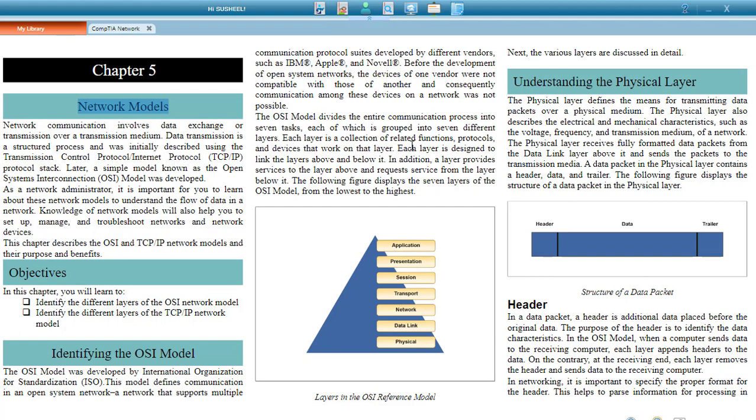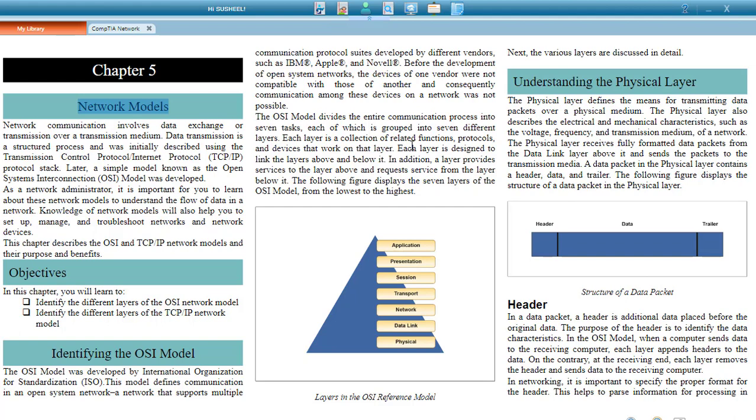As a network administrator, it is important for you to learn about these network models to understand the flow of data in a network. Knowledge of network models will also help you to set up, manage, and troubleshoot networks and network devices. This chapter describes the OSI and TCP/IP network models and their purpose and benefits.